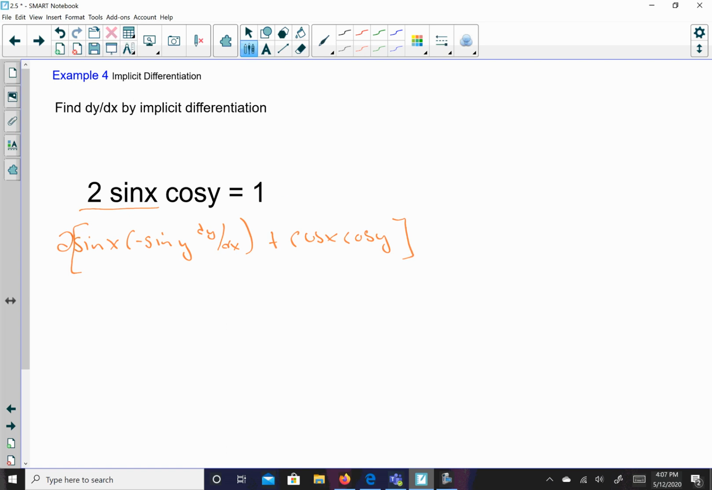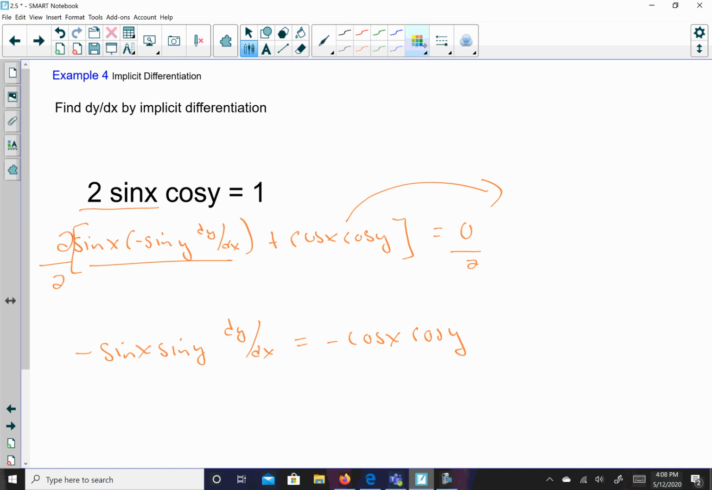And then this is equal to the derivative of 1, which is 0. So I have this 2 out in front, so I'm going to divide both sides by 2, and it's still going to be 0. The term with dy/dx is going to stay on one side, so negative sine x sine y, that's what has the dy/dx, will stay on this side. This will go to the other side, so I'm going to subtract it. So negative cosine x cosine y.